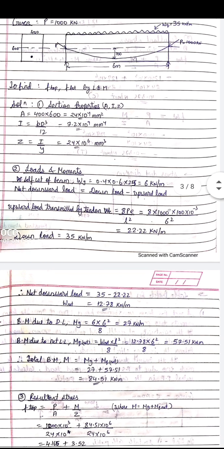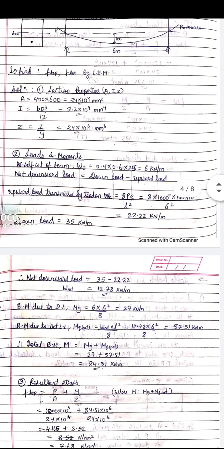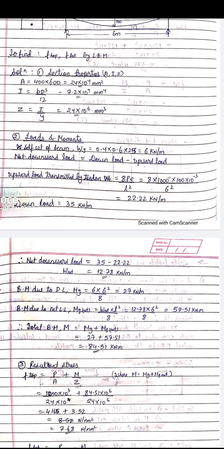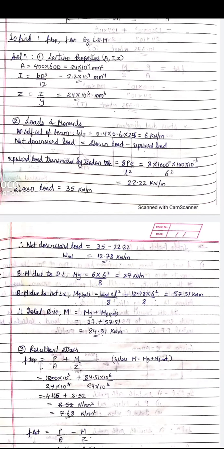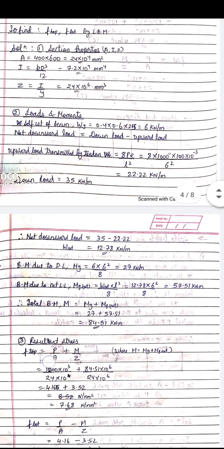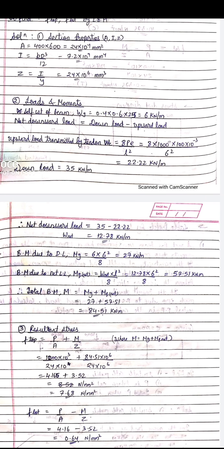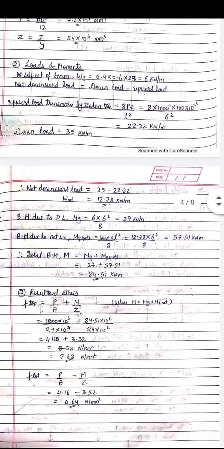So your W net downward load will become 35 minus 22.22, downward load minus upward load, which comes out to be 12.78. Now you have to find out bending moment due to dead load and also the net downward load. So this is important, net downward load. So Mg is this and Mq is W net into L square upon 8, where W net is 12.78. Therefore total bending moment becomes Mg plus Mq net.